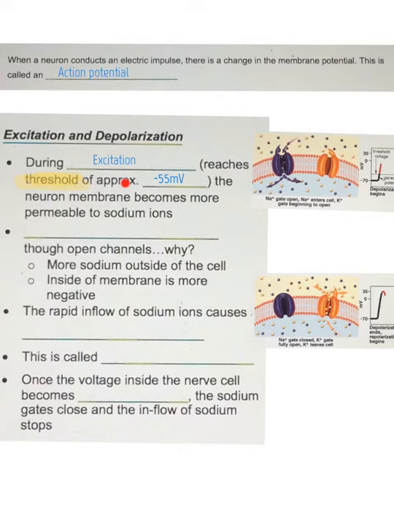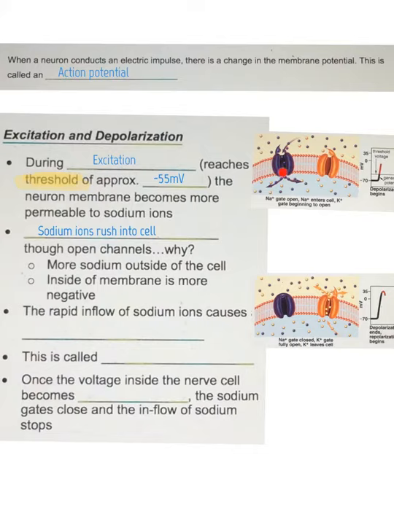The neuron membrane becomes more permeable to sodium ions. Okay, so the sodium ions are over here in the purple. And what will happen is that the membrane itself will become more permeable to sodium ions. So what's going to happen is that sodium ions rush into the cell. So once these gates here open up, then the sodium ions are going to want to rush in.